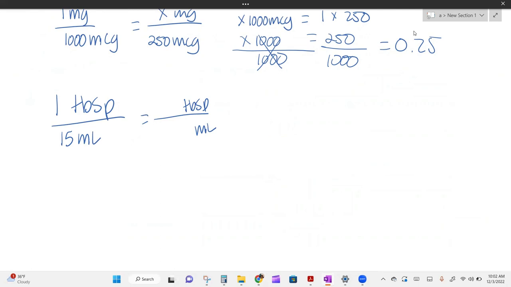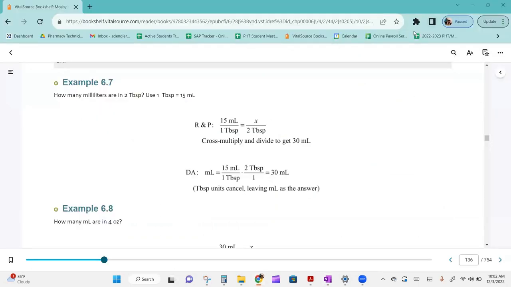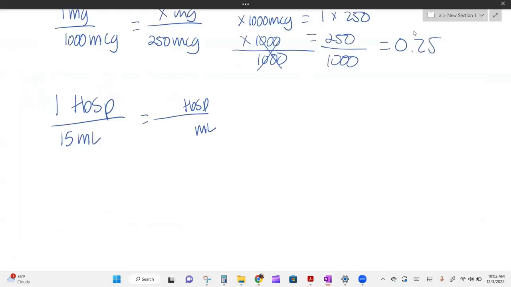So we have to have the same units across again, and we want to know how many milliliters. So X milliliters are in 2 tablespoons. So if we do 1 times X for the 1 tablespoon, X is equal to 2 times 15.